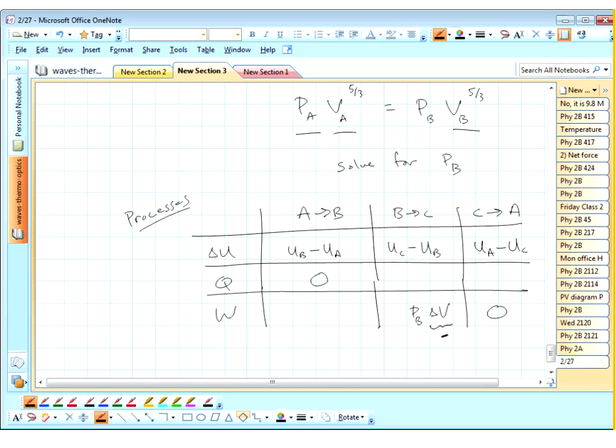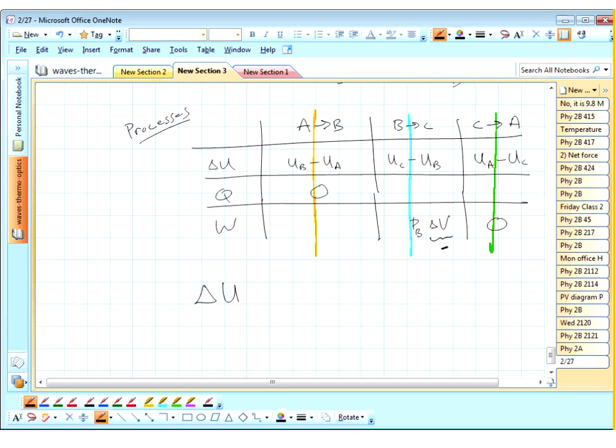Now we know 2 of the 3 things in any column here. In this column, I've got 2 out of the 3 things. In this column, I've got 2 out of the 3 things. In this column, I've got 2 out of the 3 things. So I can use our first law to solve for the missing one. So in this case, it's going to be equal to negative delta U. And in this case, it's going to be equal to delta U. And in this case, it's delta U plus the work done. And remember, the work done is negative.